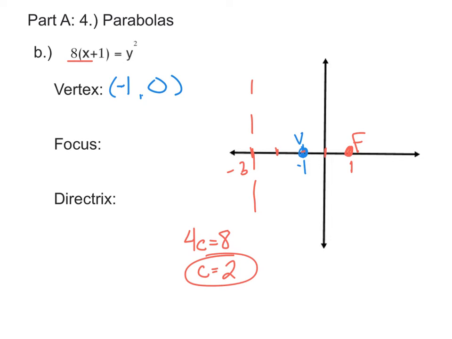So now we have enough for our graph. It's going to curve away from the directrix, keeping the focus inside the curve. And we label the focus where it's at as this point, 1, 0. And the directrix as this line, x equals -3.